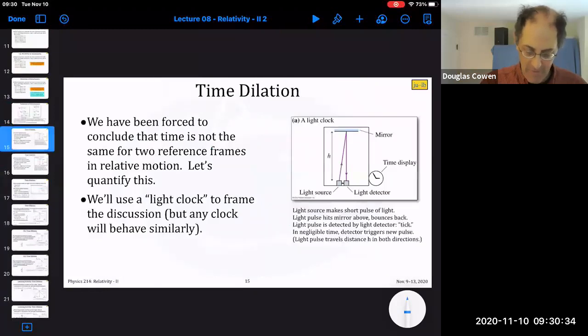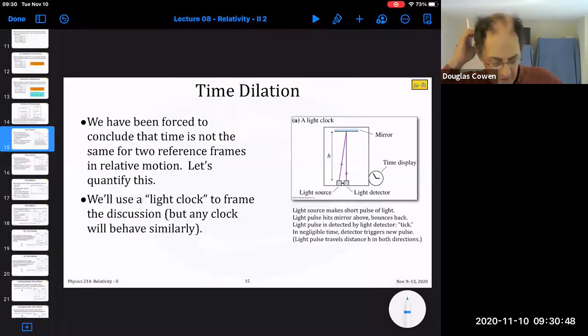Okay. Green light means that the two light pulses arrive at different times. Red means they come at the same time. Okay. I was just answering a question in the chat.